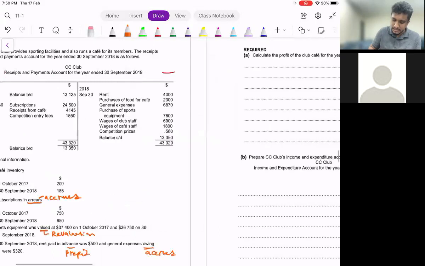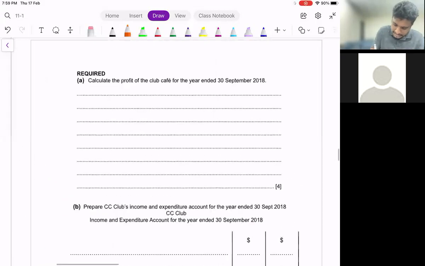First, the question asked me to calculate the profit on the cafe. As I told you, if there's a cafe, definitely they need to prepare the trading account. If they ask you to calculate, the best way to present the answer is to prepare the trading account for the cafe. So your trading account for the cafe will start with sales.